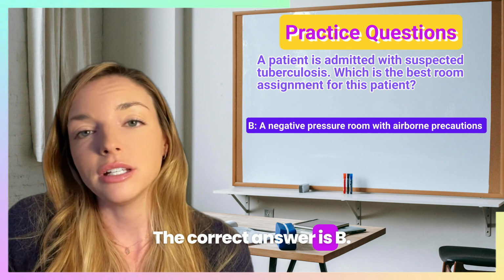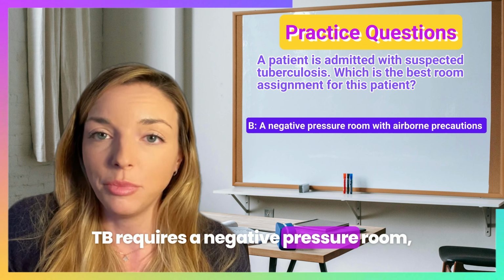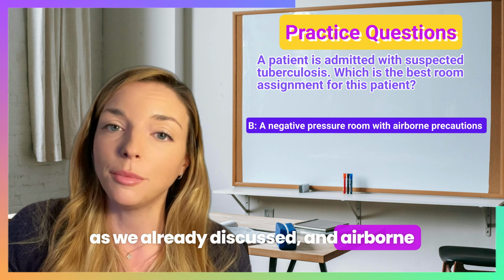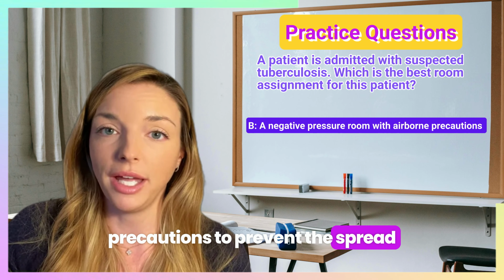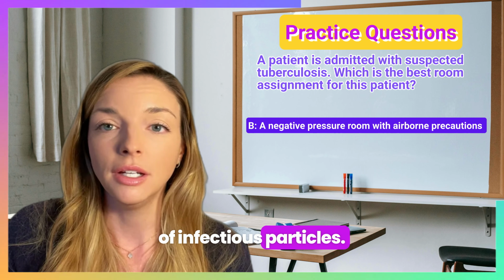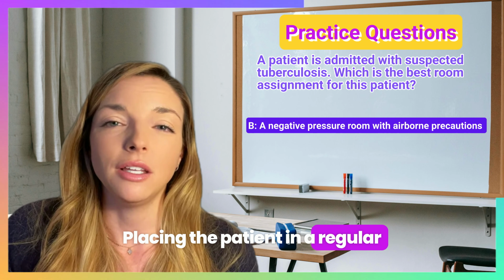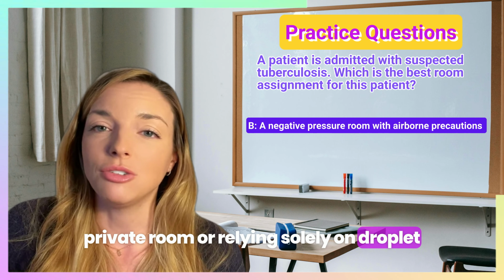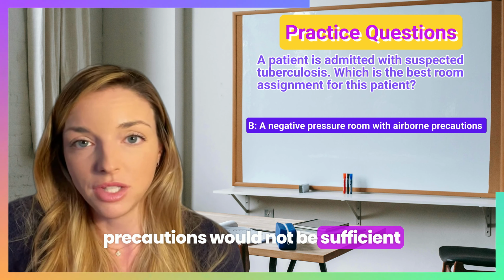The correct answer is B. TB requires a negative pressure room, as we already discussed, and airborne precautions to prevent the spread of infectious particles. Placing the patient in a regular private room or relying solely on droplet precautions would not be sufficient to prevent the spread of disease.